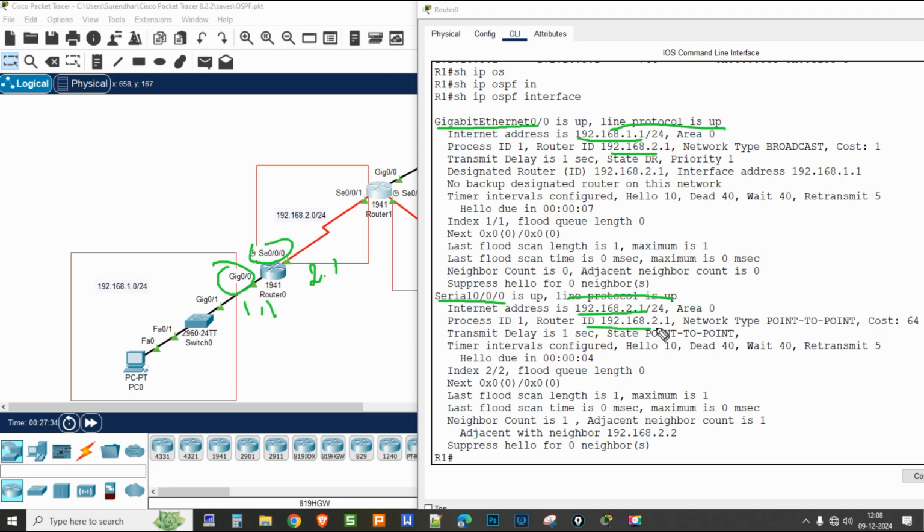2.1 is common for both routers in the same router. The cost value is different. Transmit delay 1 millisecond. Then state is DR. Here it is a point to point link. Priority value by default is 1. It has the hello time interval and dead interval. You can see the hello interval is 10 seconds, then the dead interval is 40 seconds, and it can wait for 40 seconds and retransmit within 5 seconds. This is the hello time between the routers.